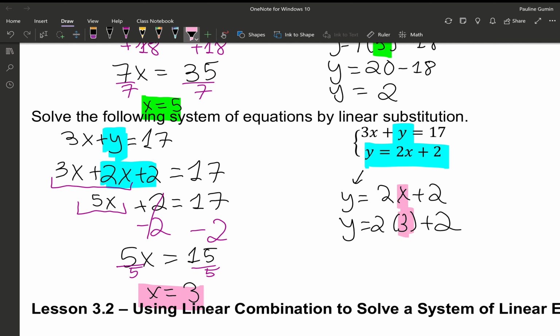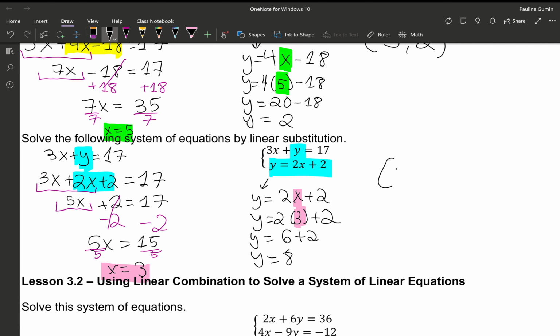Alright, so instead of x, I put in a 3. Parentheses mean multiply, so 2 times 3 is 6, and 6 plus 2 is 8. So our final answer is 3, 8. Don't forget, it's x, y.